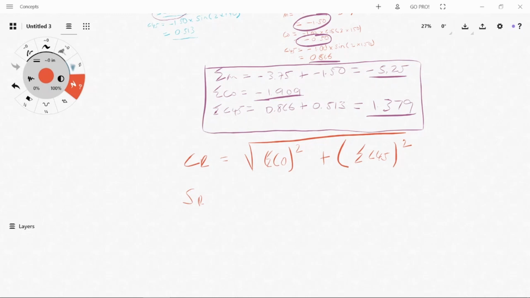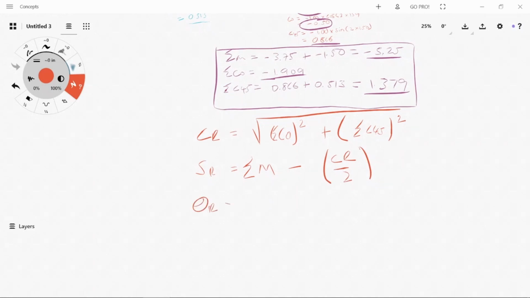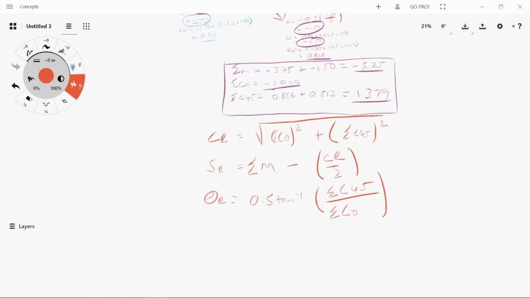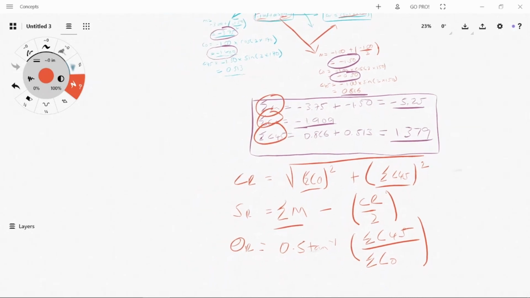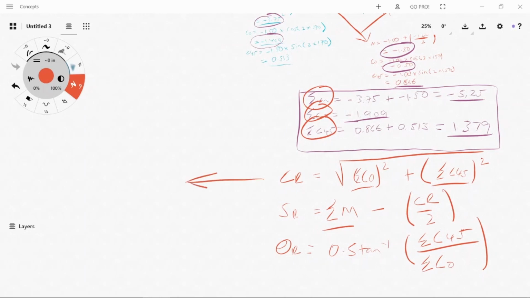And then we have the resultant sphere. This will give us the sphere value for the two prescriptions combined, and to work that out, it's the sum of M minus CR over 2. And theta R will give us the axis, and this will be 0.5 tan to the minus 1 of the sum of C45 over the sum of C0. So now you can see why it was important for us to work out all of these sums of M, C0 and C45, because they keep coming up in the formulas we are now going to be using. Starting off with CR, I'm going to work out the resultant cylinder.